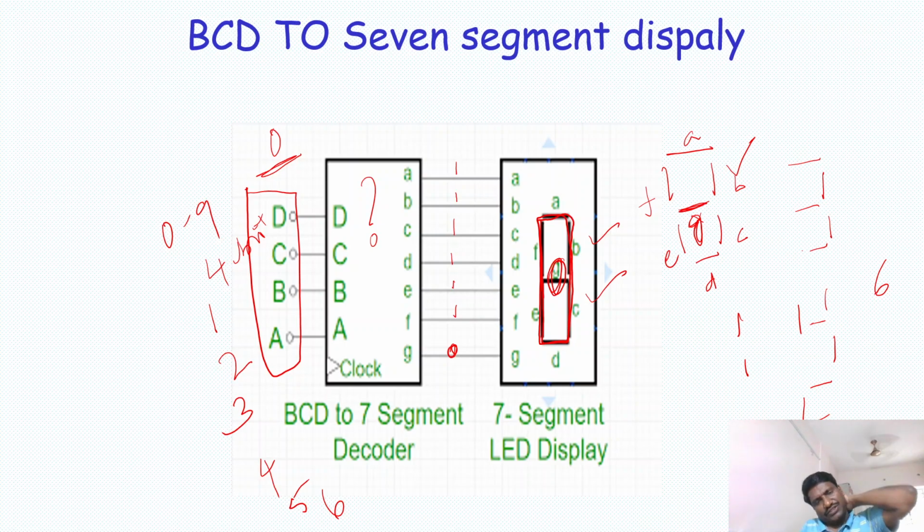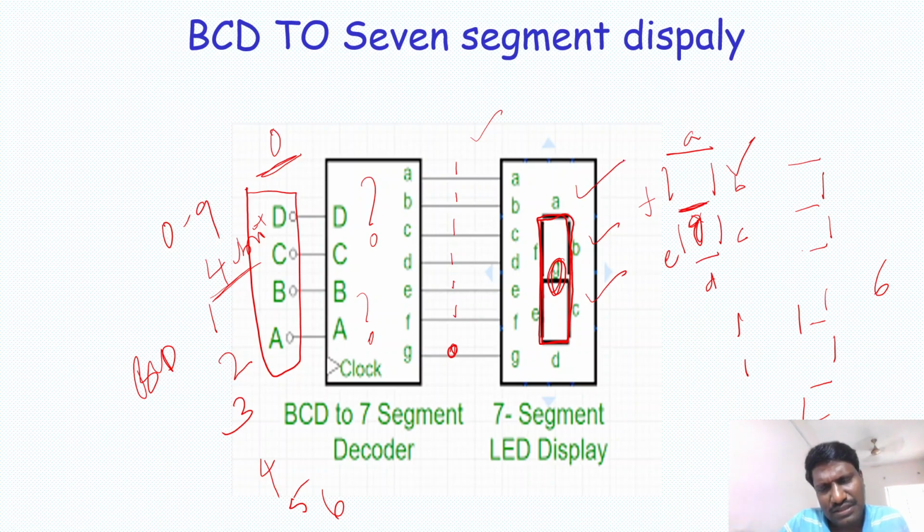So likewise I need to get this. I know the input is BCD and the output is such that it has to drive the 7 segment LED display. I need a particular hardware here such that if I give 4 inputs, I get 7 outputs. These 7 outputs are such that they will glow a particular value on the 7 segment display. So the circuit which is capable of doing that is called a BCD to 7 segment display decoder.